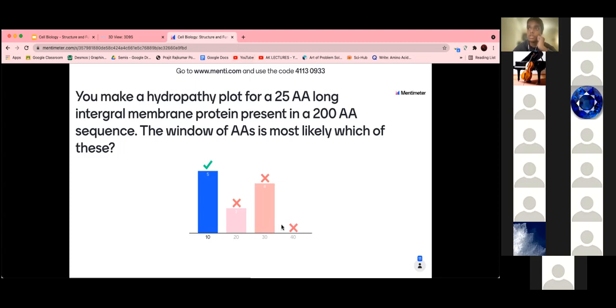So with the 40 and 30 sequences, they're much longer than the 25 amino acids, so you can eliminate them immediately. With the 20 amino acid sequence, it is shorter than 25 amino acids, but it's still quite close to that length, so you also want to eliminate that. And that leaves the 10 amino acid sequence, which is short enough that you will not likely miss your 25 amino acid long integral membrane protein sequence.